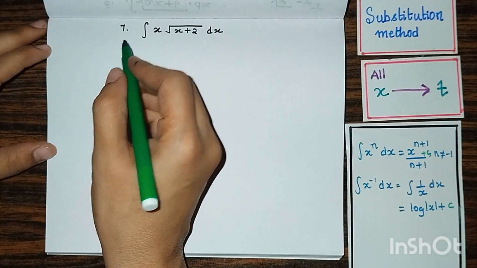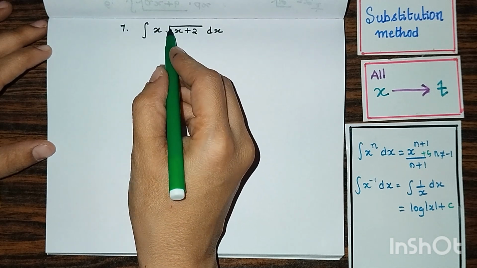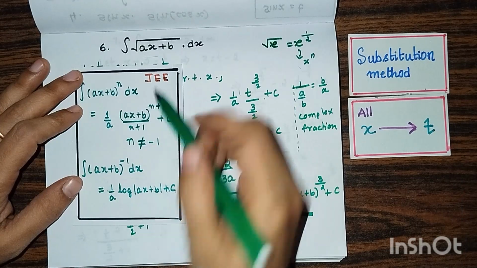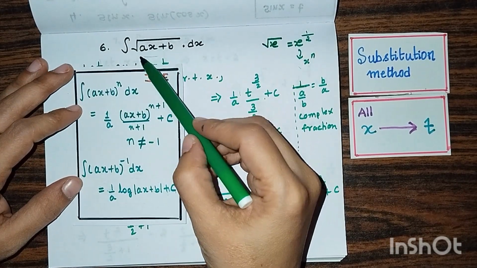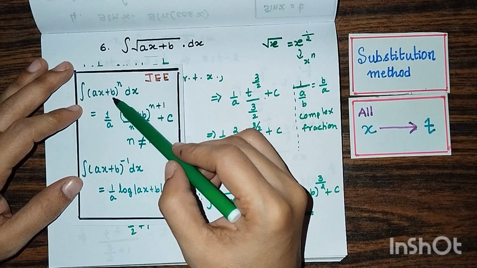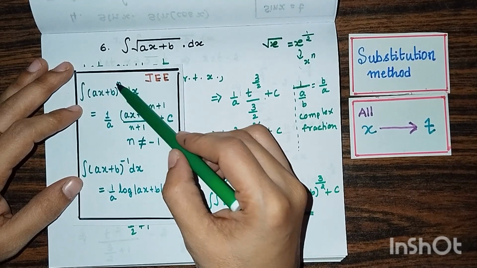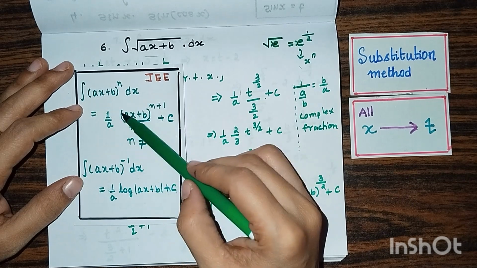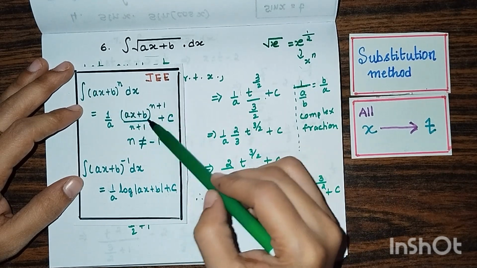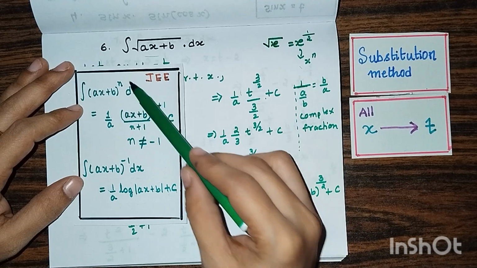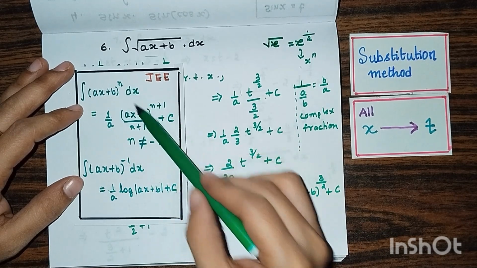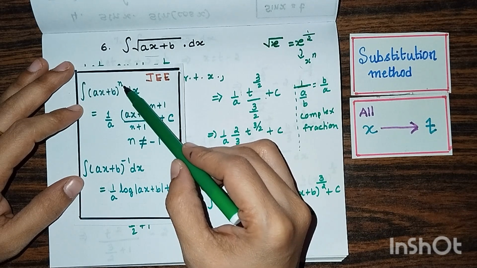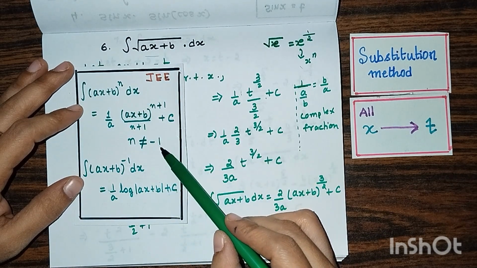Now let us solve the 7th one: integral of x into square root of x plus 2 with respect to x. Now there is a direct formula for this. When you have integral of ax plus b to the power of any number, you will write it as 1 by a into ax plus b to the power n plus 1, divided by n plus 1. This you will only apply when n is not equal to minus 1. Even if you have a fraction or any other value you can apply it, but not for minus 1.